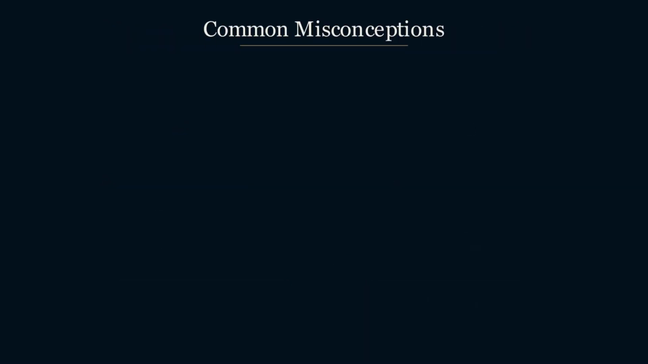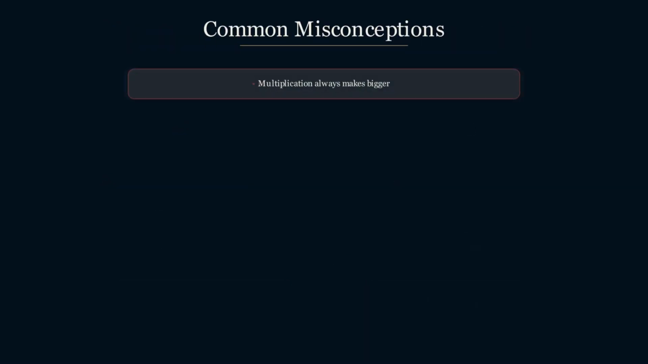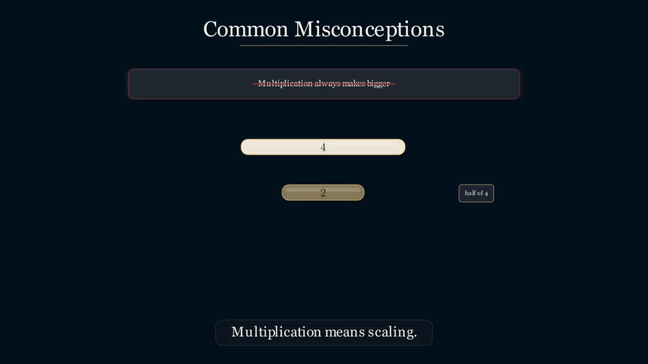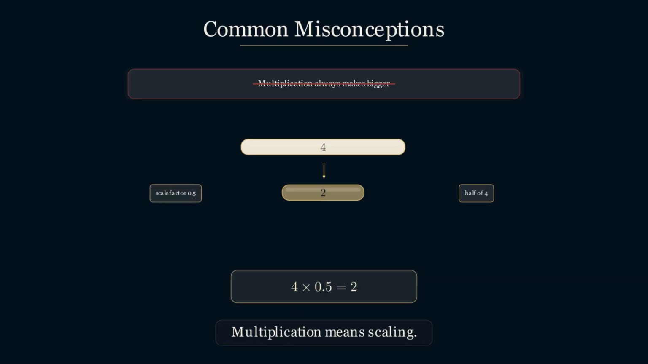Now clear up 2 common misunderstandings. Multiplication does not always mean the answer gets bigger. Multiplication means scaling. 4 times 1/2 equals 2, so scaling by 1/2 makes the result smaller.